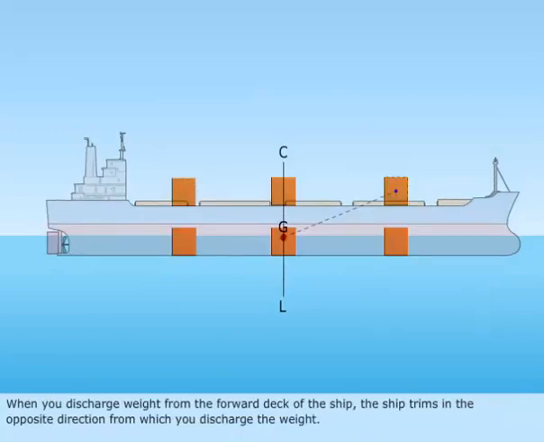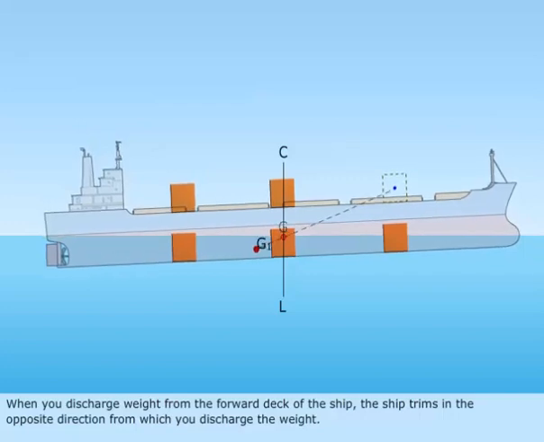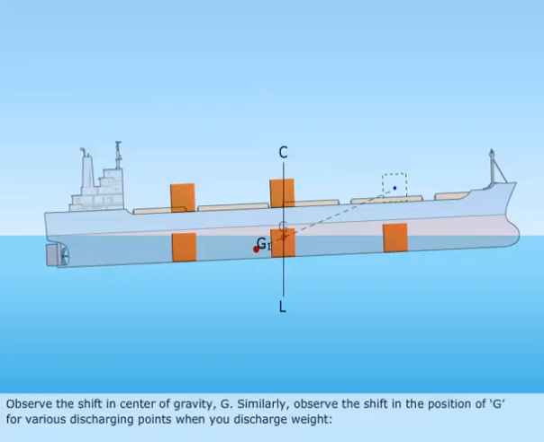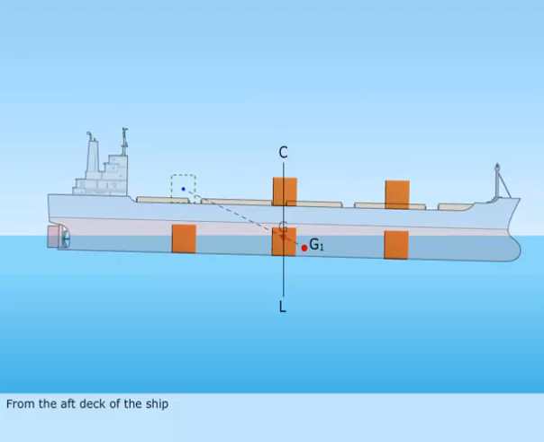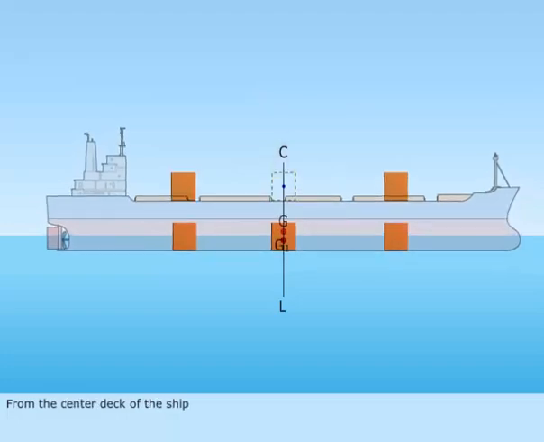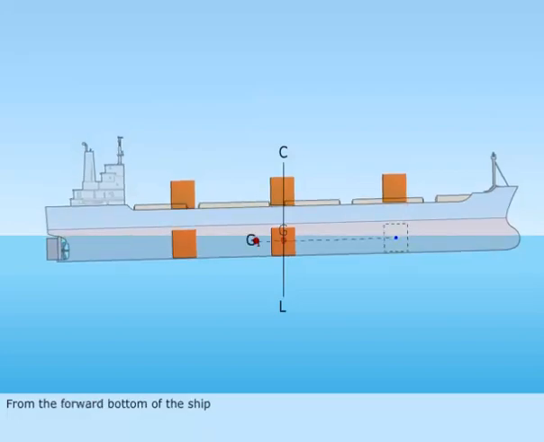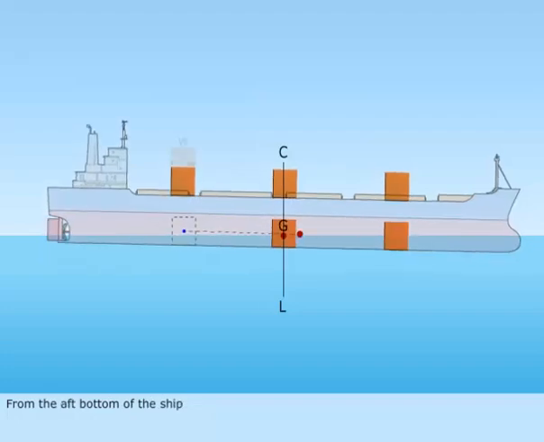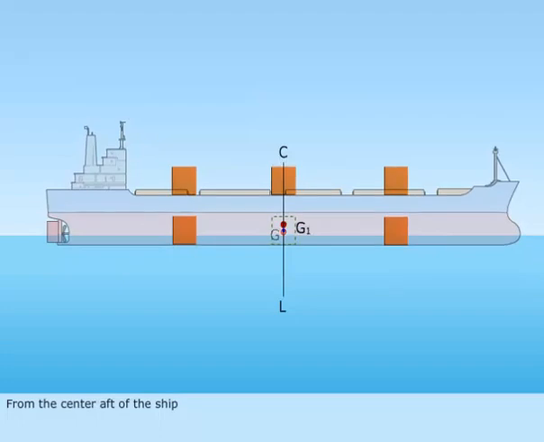When you discharge weight from the forward deck, the ship trims in the opposite direction from which you discharge the weight. Observe the shift in center of gravity G. Similarly, observe the shift in the position of G for various discharging points when you discharge weight from the aft deck of the ship, from the center deck of the ship, from the forward bottom of the ship, from the aft bottom of the ship, from the center aft of the ship.